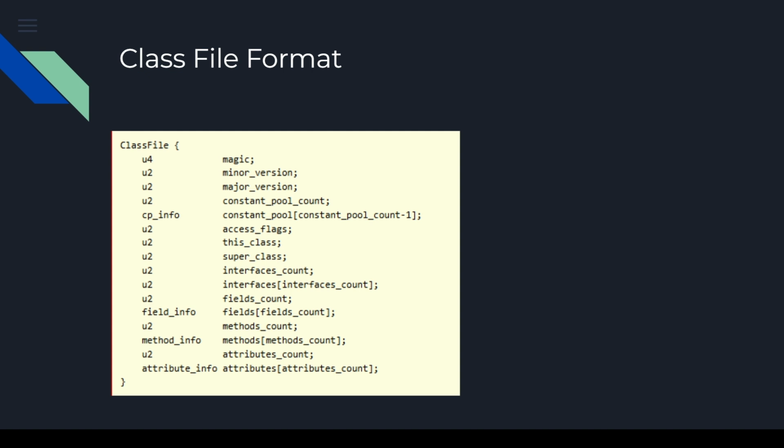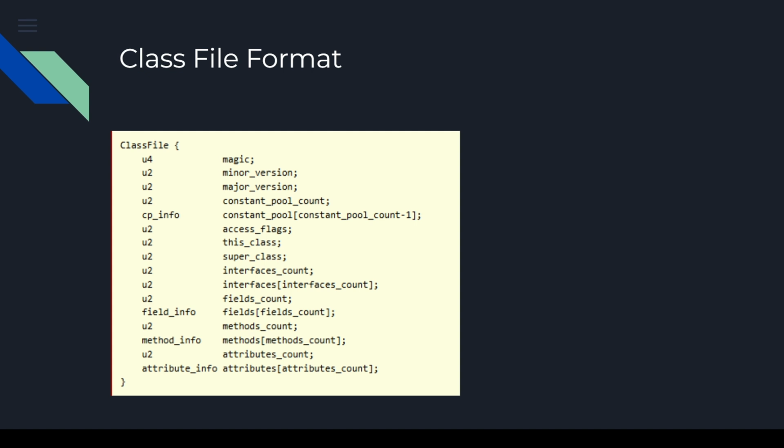Then comes the constant pool and the size of the constant pool. This is one of the most important parts, because the constant pool is a table-like structure which represents various constants which are used in the class file. It could be string constants, names of the classes or interfaces, names of the fields, or even method names. So it stores the symbolic references to all these constants.